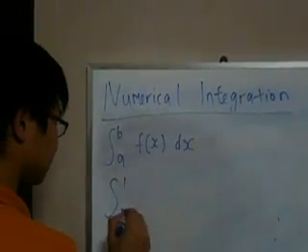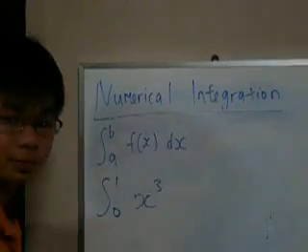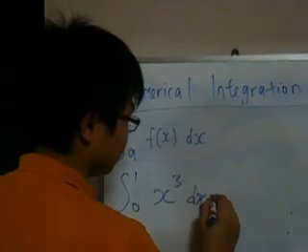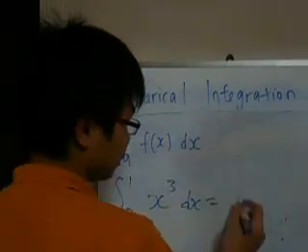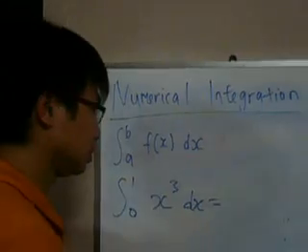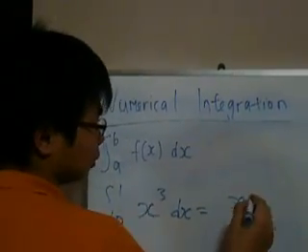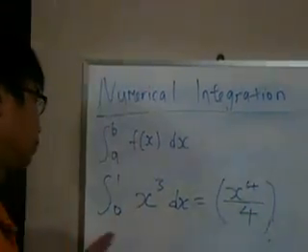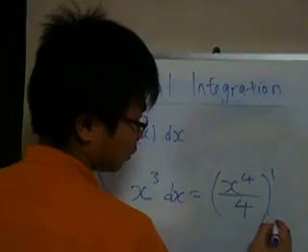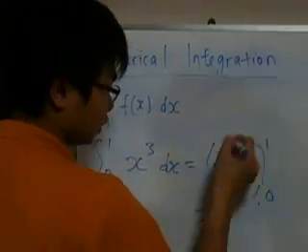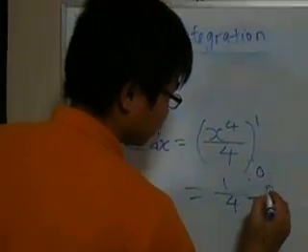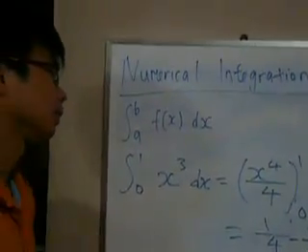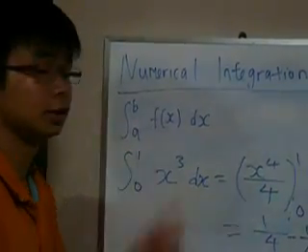The example I give will be the integral of x cubed from 0 to 1 dx. How do you solve this? We have studied in integration: you just add 1 to the power, then divide by the new power. Then this is from 0 to 1. So you just take the value at 1 minus the value at 0. This is how we solve a definite integral.